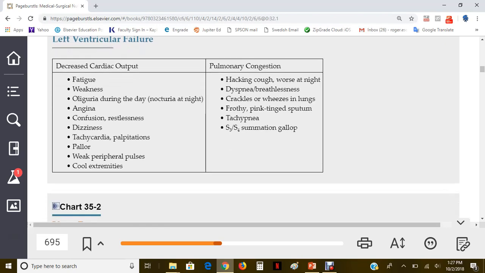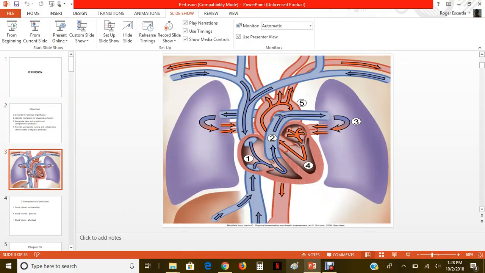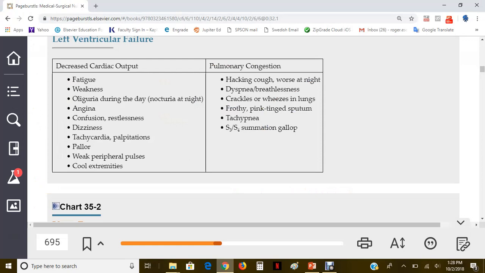Under decreased cardiac output, blood is not going through the circulation now. So imagine, blood is supposed to leave the left ventricle and enter the aorta. The first two branches of the aorta are the left and right carotid arteries, which supply blood and oxygen to the brain, and then the rest of the body. So it only makes sense that the patient will present with fatigue and weakness because all cells of the body will be deprived of oxygen.